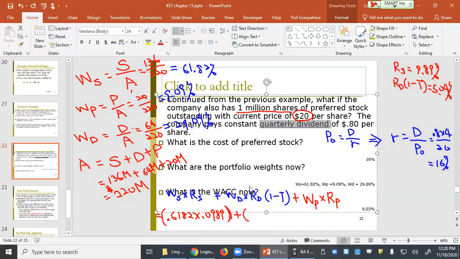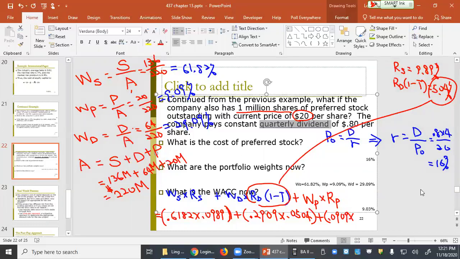Okay, plus capital structure weight for debt. WD, it is 29.09%. So 0.2909 multiplied by, this is after tax cost of debt, and that is here, 5.04%. So 0.0504. Plus capital structure weight of preferred stock, 9.09%, so 0.0909 times cost of preferred stock, 16%. Then we're done. Okay, so the final answer should be 9.03%.